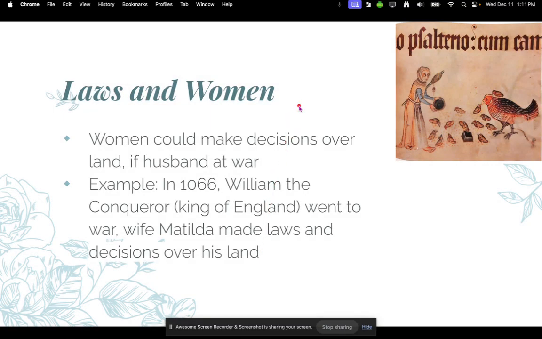Women could also make decisions over land if their husband was out at war. One of the biggest examples of this would be in 1066 when William the Conqueror, who was the King of England, went off to war. His wife Matilda made the laws and decisions over England while he was away fighting.